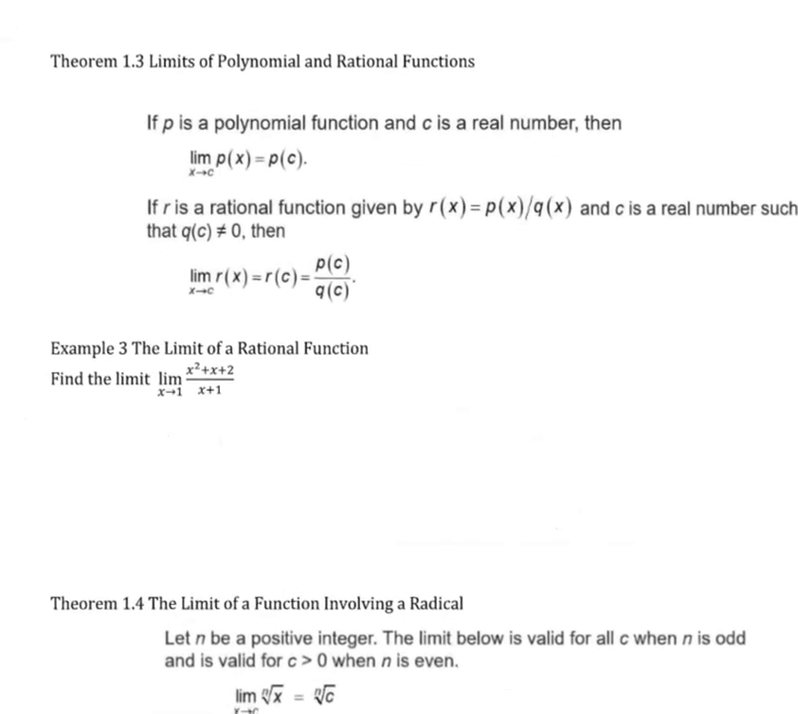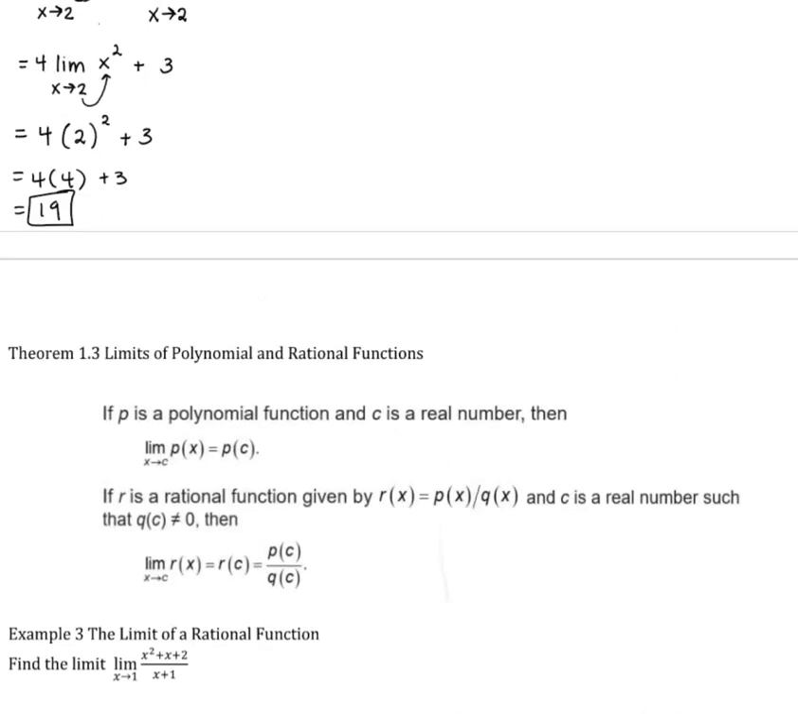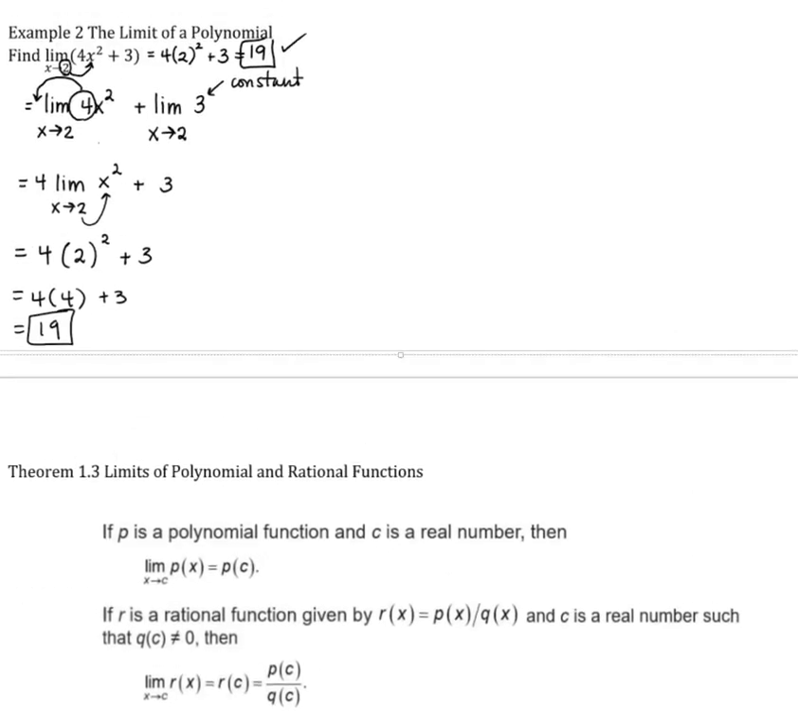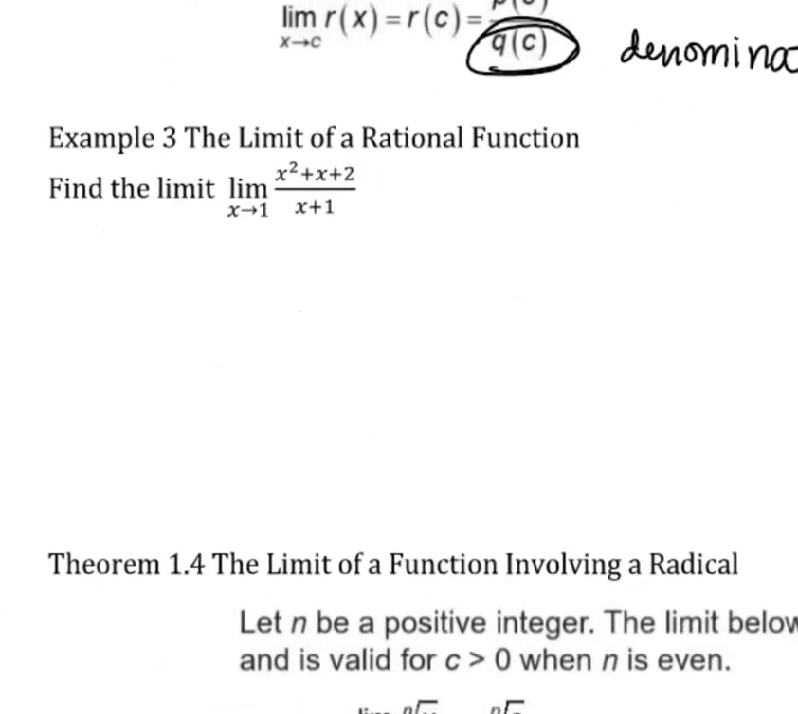The next theorem tells us that we can use direct substitution for polynomial and rational functions. We've already seen direct substitution working for a polynomial in example 2. Now in example 3, we're going to look at direct substitution for a rational function. As long as the denominator is not 0, then direct substitution will work for rational functions. Second half of this lesson, we will look at examples where direct substitution does give us 0 in the denominator, and we'll talk about how to deal with that there.